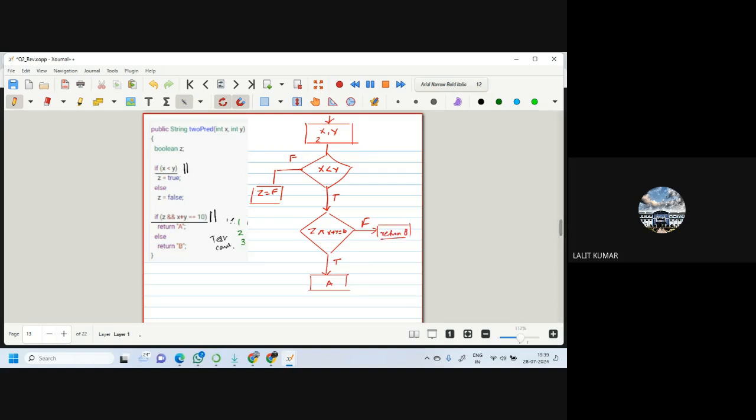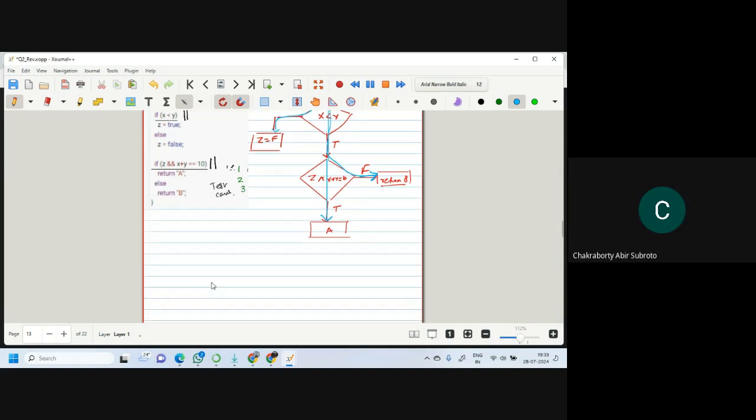So I have to have some test conditions. For the test conditions, you can find the paths. I have to cover this path, this path, and this path. Is this clear, Abir? Yes, sir.